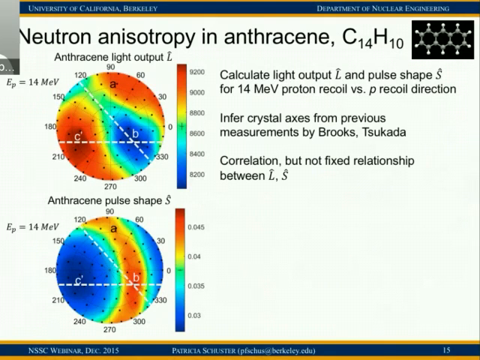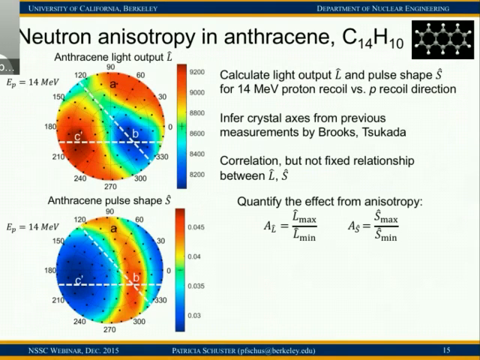One thing that you'll notice here is that there's a relationship between the light output and tail to total. If I draw these little lines just to guide your eye, the minimum in the light output corresponds to the maximum in the tail to total and vice versa. But then the saddle point in the distribution, which is where the A is in the tail to total and where the line crosses in the light output, those don't quite line up. So it seems like the physical mechanisms of the directional dependence impact the pulse shape and the light output in related but different ways.